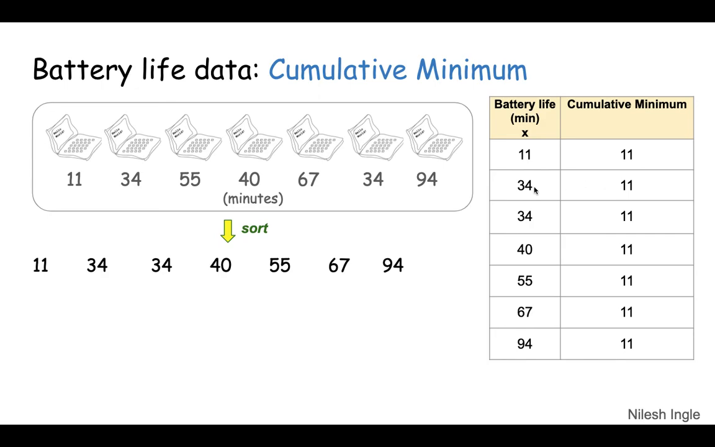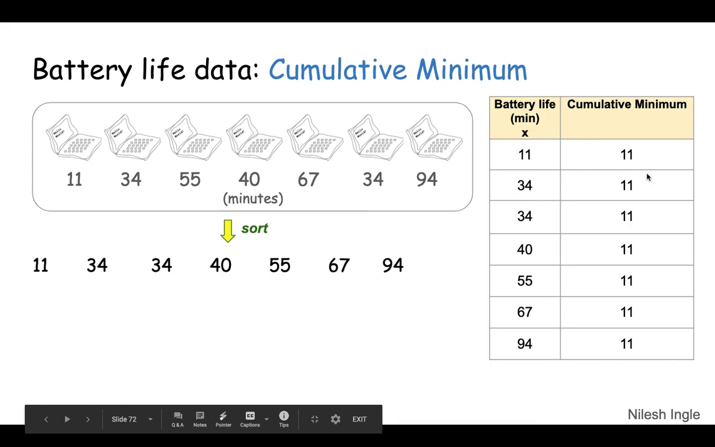Now for the next, we are going to take this 11 and this 34 and take the minimum of those two. So the minimum of 34 and 11 is again 11, so we put 11 here. Next, the minimum between this 11 and this 34 is 11, so we put that here. The minimum between this 11 and this 40 is 11, and that's why I put it here, and so on and so forth. So the cumulative minimum for this entire data set is 11.